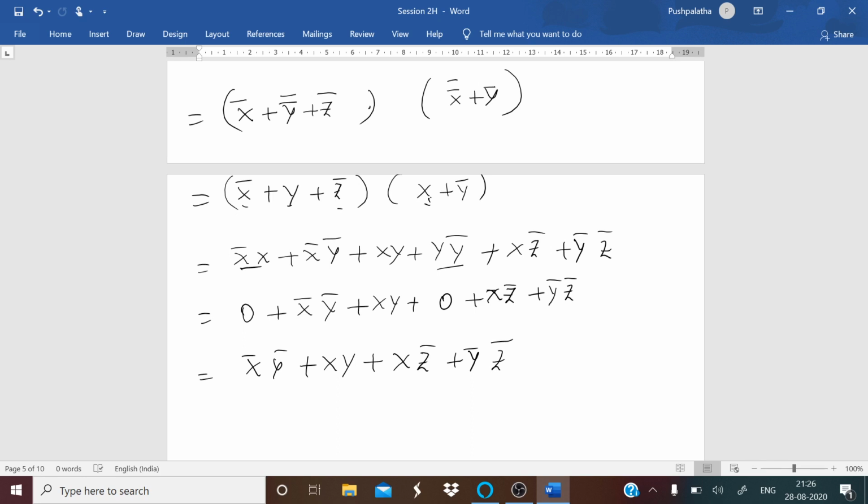And this way we are going to solve the expressions using De Morgan's theorems. Let us end the session here and let us go for the next session. We learn about min terms and max terms and K mapping.